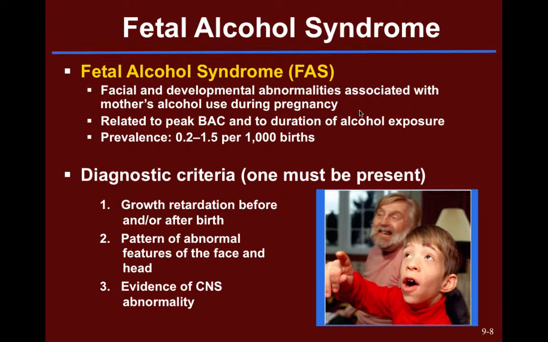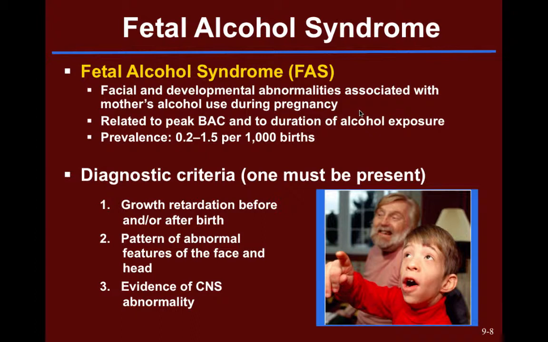So it's also related to the rate of fetal growth. In terms of prevalence, we do see a little less than 1 to about 1.5 cases of fetal alcohol syndrome per 1,000 births here in the United States. And to diagnose it, we'd be looking for growth retardation before or after birth, a specific pattern of abnormal facial and head features, and then evidence of central nervous system abnormality.